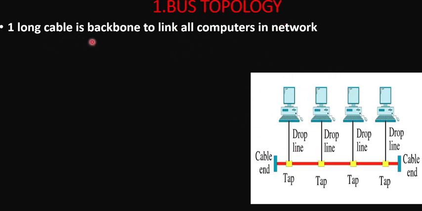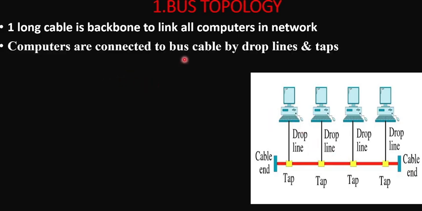It is one long cable that acts as a backbone to link all computers inside a network. Now this particular diagram represents the bus topology. These 4 computers are in the network and they are connected using one long cable. This red color is a long LAN cable. Every cable or wire has 2 ends, so this is one cable end and this is another cable end. Why is it called bus topology? Because physically it looks like a bus. That's why the name bus topology is given.